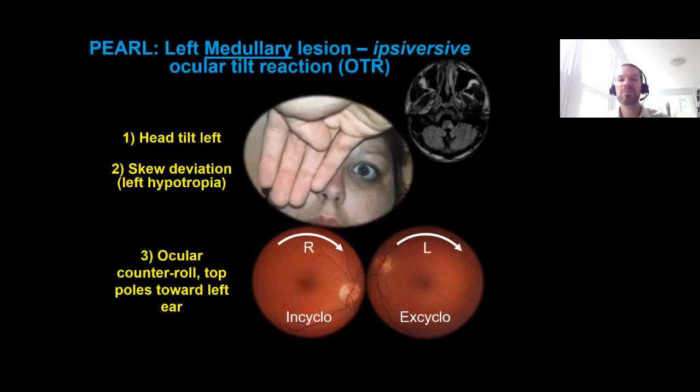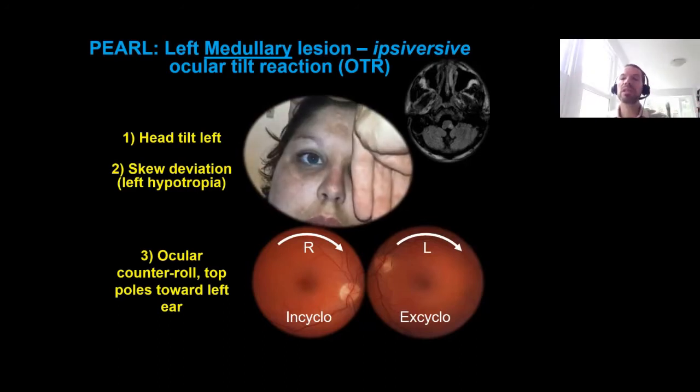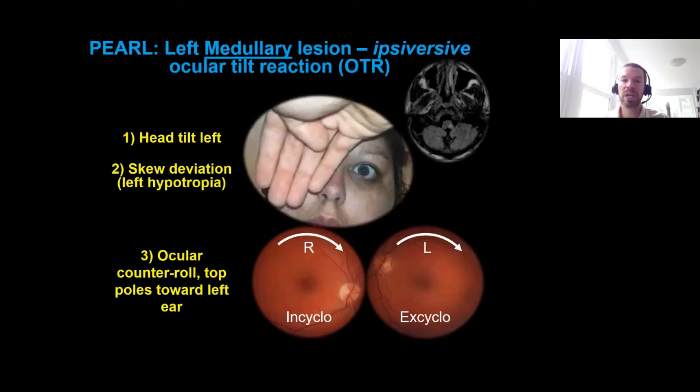So if you have a left medullary lesion, we would refer to this ocular tilt reaction as ipsiversive, because everything is tilted in the direction of the lesion. So ipsipulsion and ipsiversion with a medullary lesion, a Wallenberg syndrome.